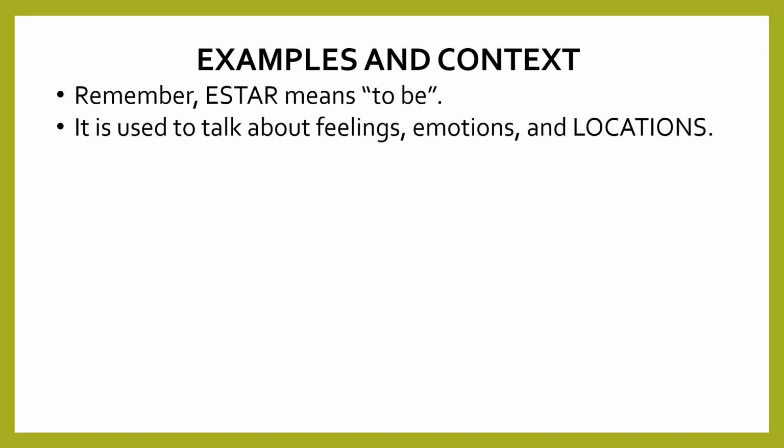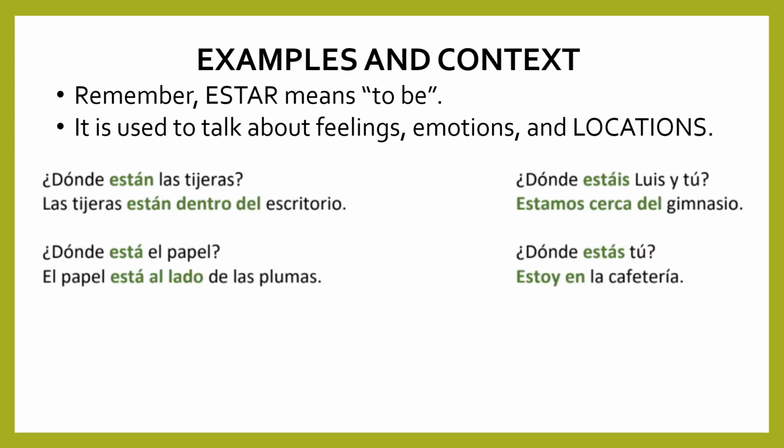So examples and context, remember the verb estar means to be. You need to write both of these bullet points down. It is used to talk about feelings, emotions, and locations, which is what we're focusing on today. So some examples here you'll see in green and bolded the verb estar with some expressions of prepositions.